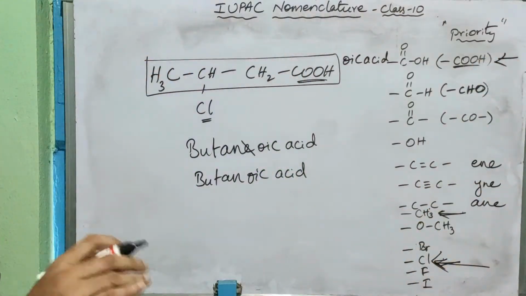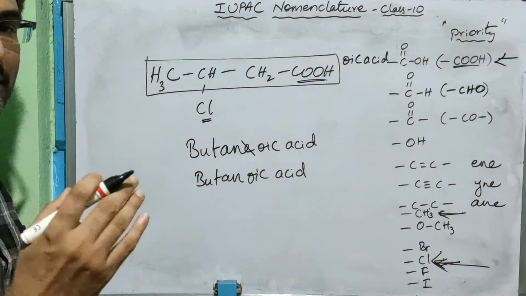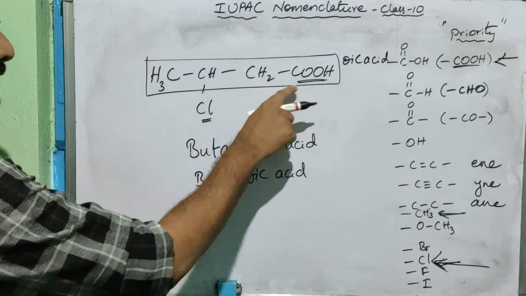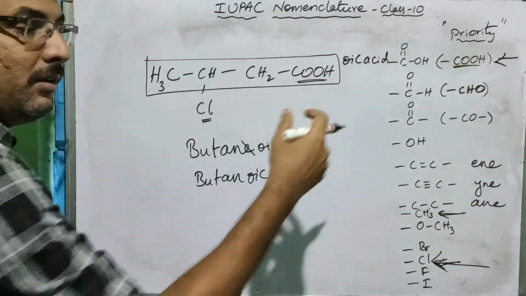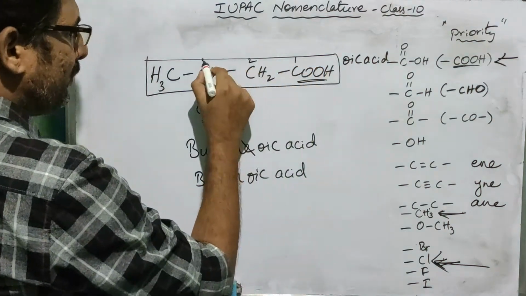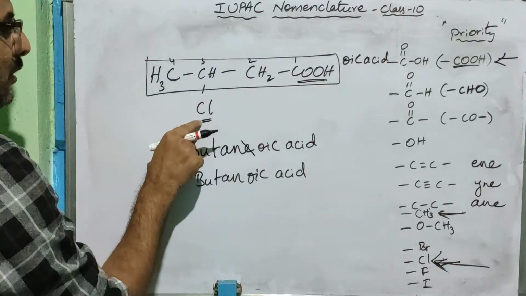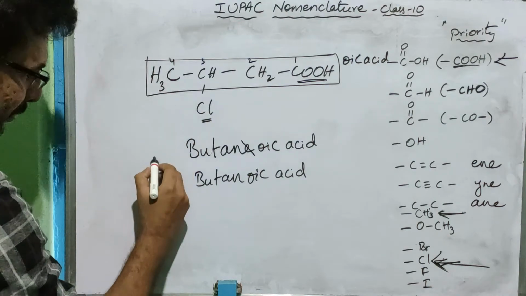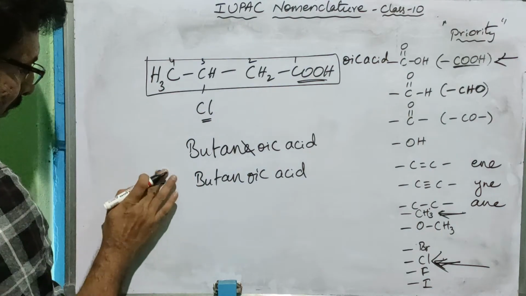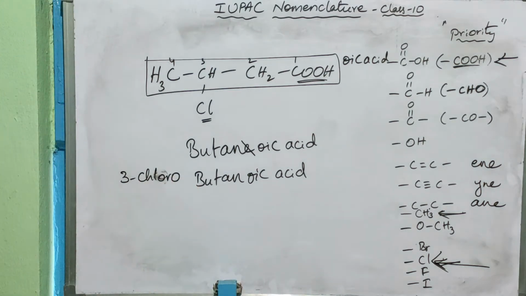Now the one which is placed above has to be given preference, meaning that should get the least number. So between chlorine and COOH, COOH is on the top. So obviously you have to start numbering from this carbon, 1, 2, 3, 4. With respect to this, the position of chlorine is the third carbon. So it will be 3-chlorobutanoic acid. This is the name of this compound, 3-chlorobutanoic acid.